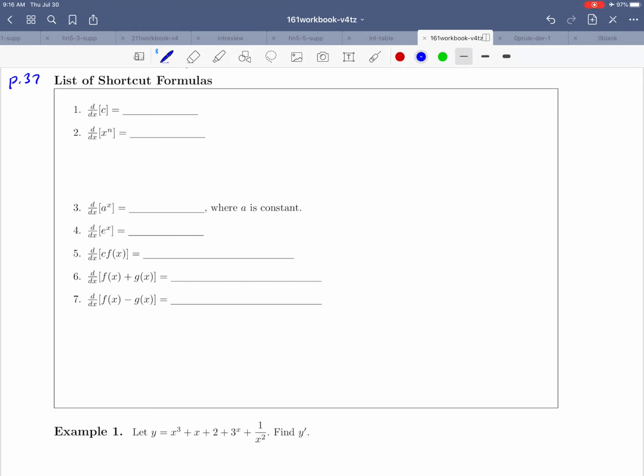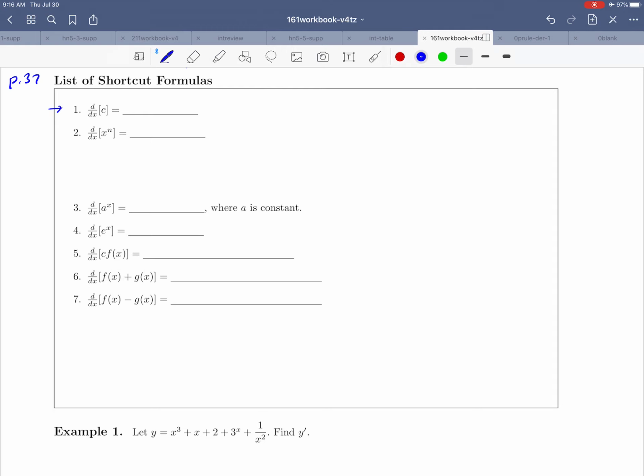Okay, so let's just look at these one at a time here, starting with number 1. So d dx of c, let's first remind ourselves what that notation means. That's just asking us to take the derivative of the constant function c. So you look at that c, you want to think of that as being a constant.